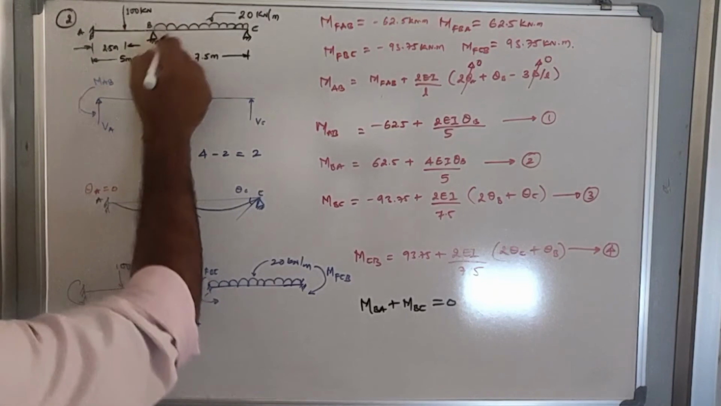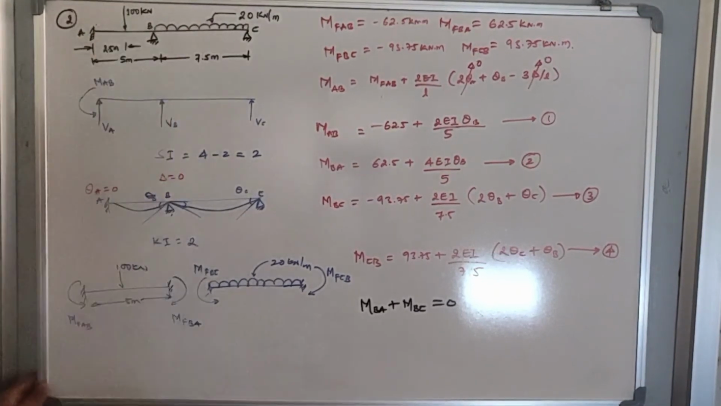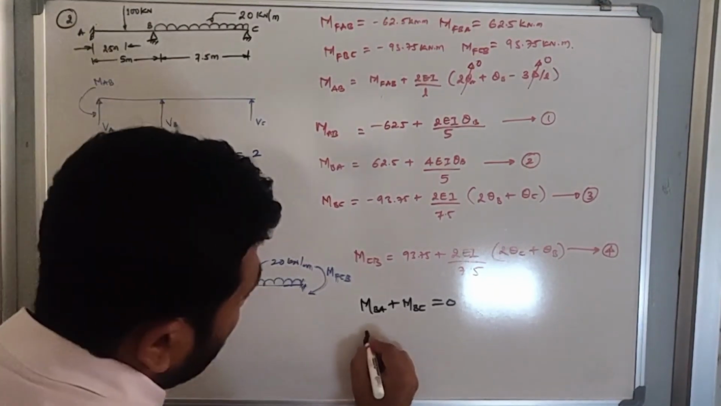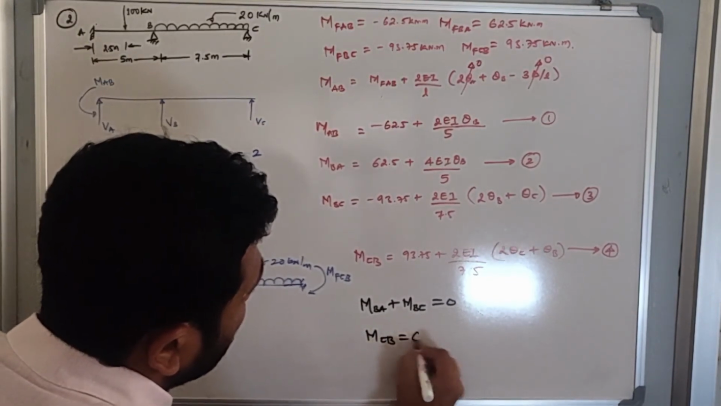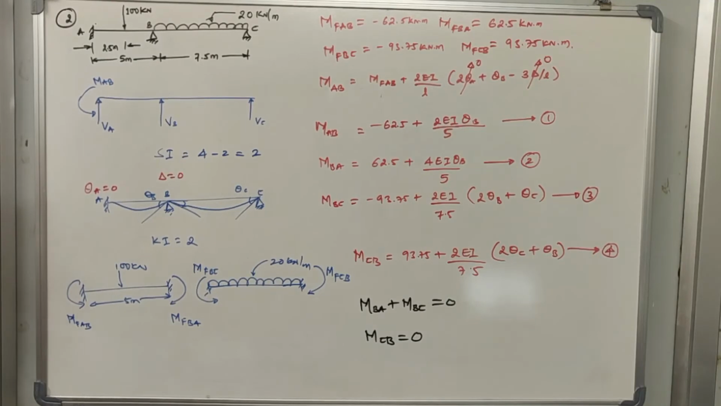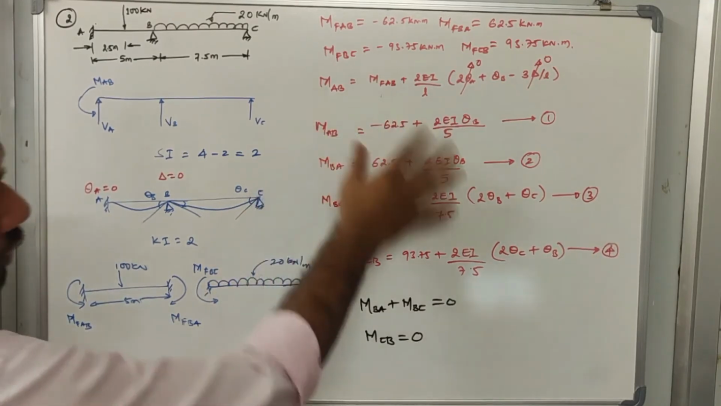The magnitude will remain the same, but they will be equal and opposite. Okay. Next equation will be MCB is equal to 0. Okay, now listen here. I hope you all have written these 4 equations.